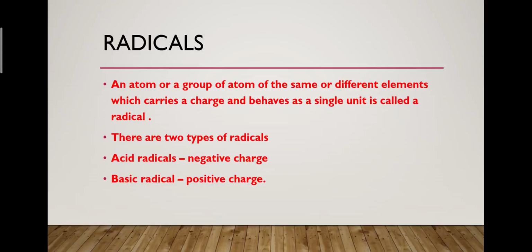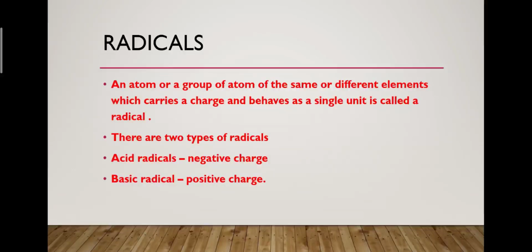Then if we come to basic radicals, they are the same as cations, and they are also called cations. Basic radicals are the radicals which have a positive charge on them. If there is +1, it will be called a monovalent basic radical. If it is +2, it will be called a divalent basic radical. If it is +3, it will be trivalent, and if it is +4, it will be called tetravalent, respectively in that series. So this is all about radicals.